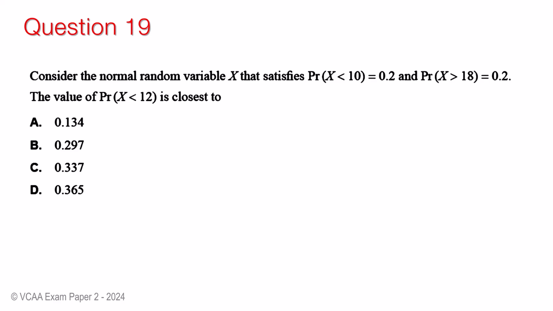We could make an estimate for the standard deviation, since we know that the probability that x is less than 10 is equal to 0.2, and x greater than 18 is also 0.2, which means 60% of the distribution lies between 10 and 18. 60% is less than one standard deviation either side of the mean, so our standard deviation must be a little bit bigger than 4.